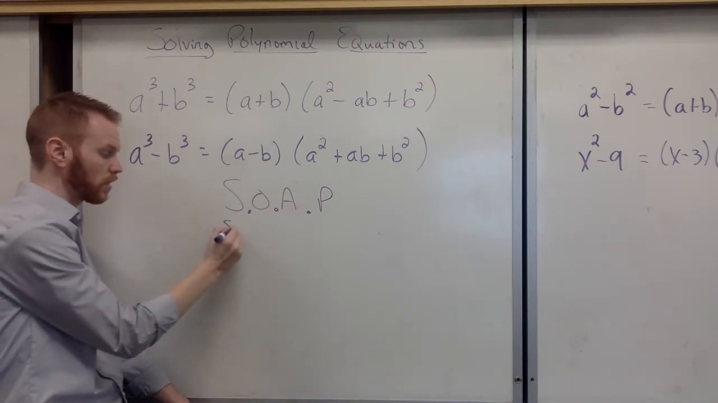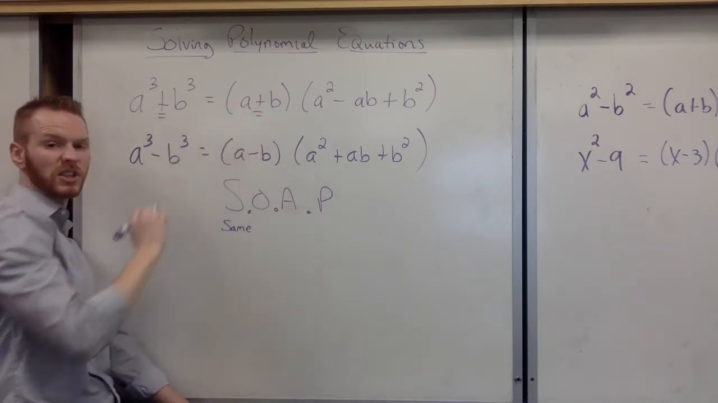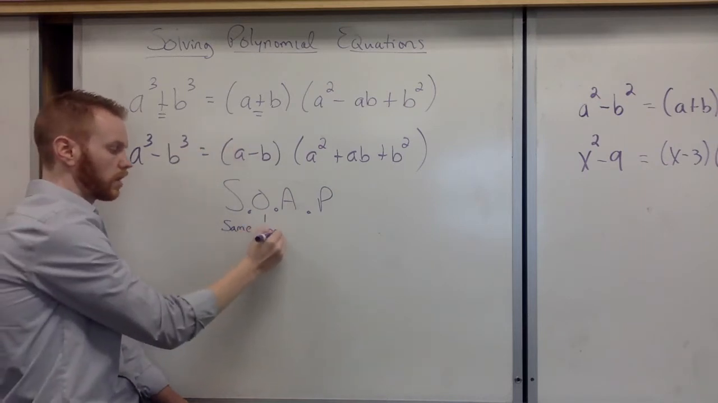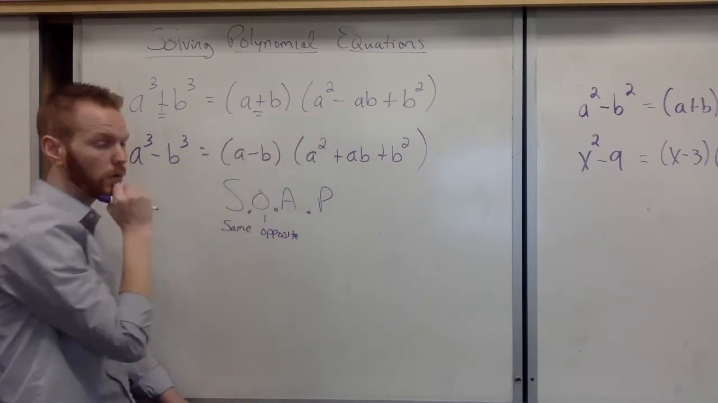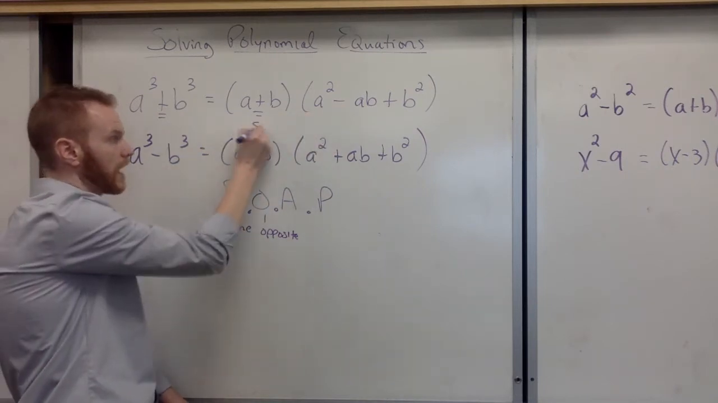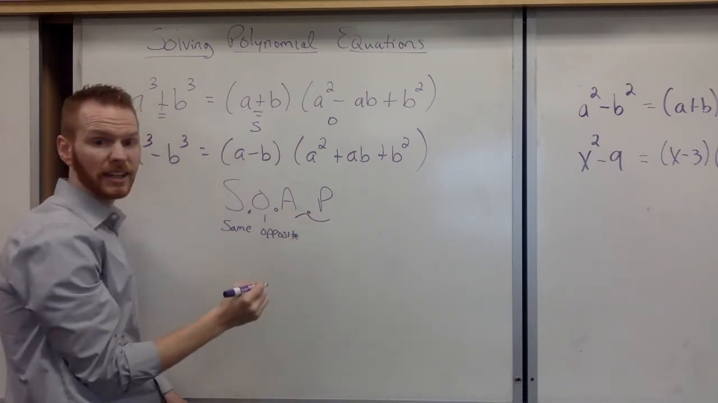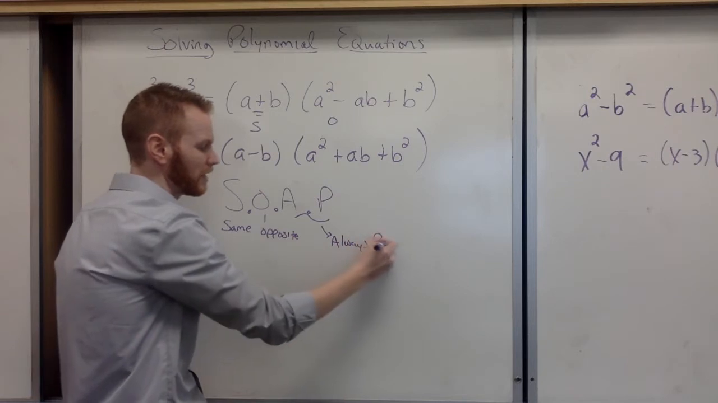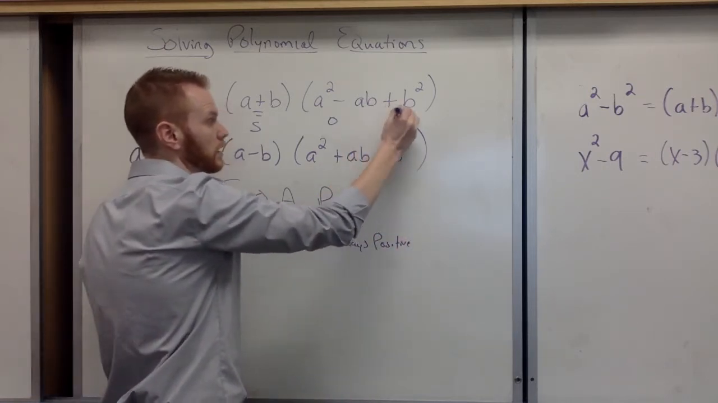S stands for same. So look at this. You see how the signs didn't change? They remained the same, positive to positive. O stands for opposite. Okay, so that's this one. That's the O. So this is S. This is O. AP goes together. Okay, that stands for always positive. And that's this part right here. AP is this part.